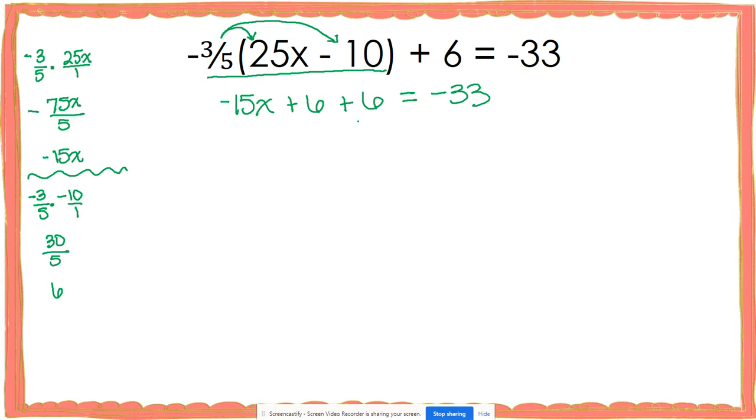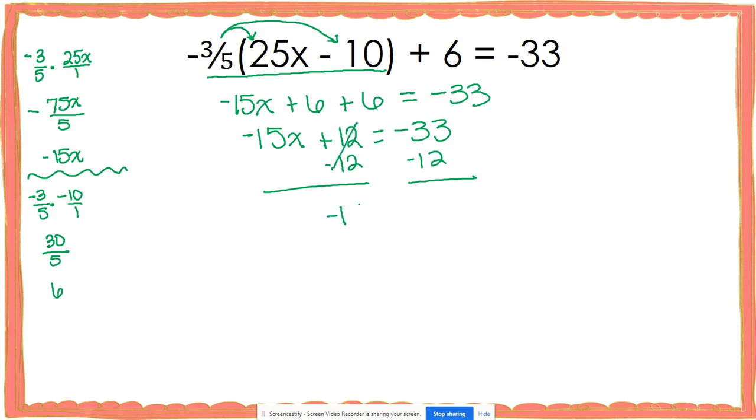Now I can see that on this side of my equation, I have two constants, a 6 and a 6, that can be simplified. So this is positive 6 plus 6, which is 12. So my equation will now say negative 15x plus 12 equals negative 33. Now I can solve like normal. So I'm going to subtract 12 from both sides of my equation. These are going to cancel, and I'll be left with negative 15x equals, and then negative 33 minus 12 is negative 45.